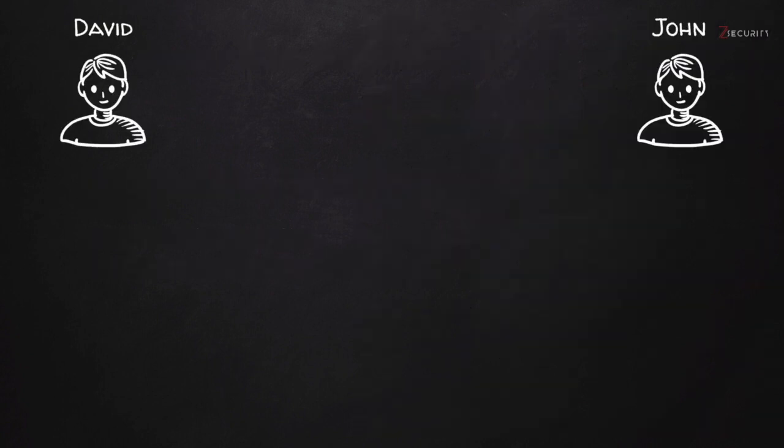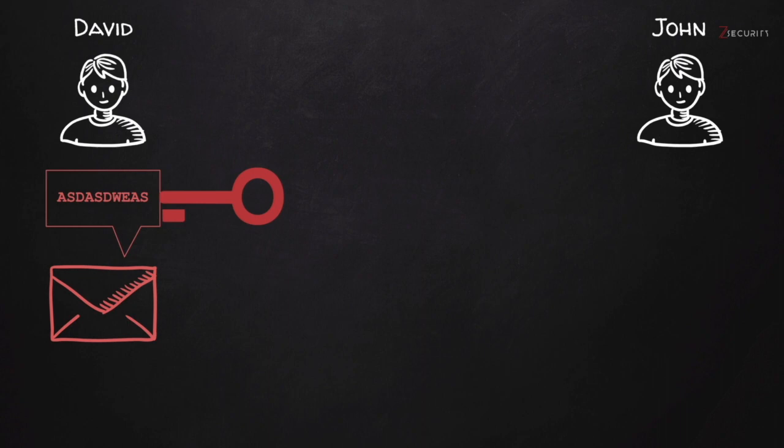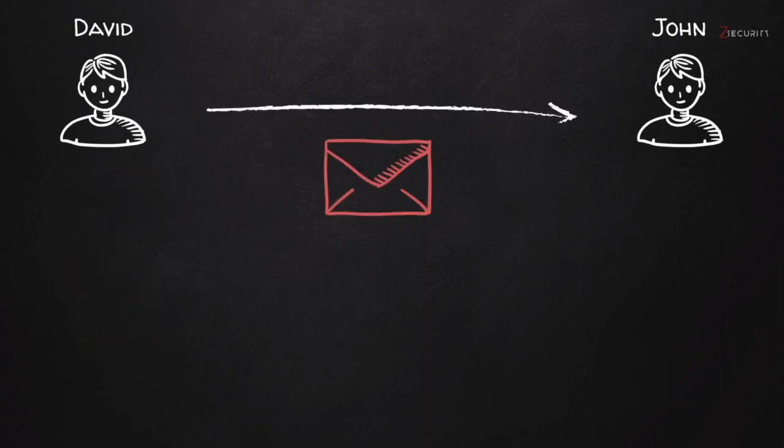So, let's have an example where we have two people, David and John. We're going to forget about how they're going to communicate. We're just going to assume that David wants to send a message to John, and the content of this message is "secret message". Now, if David wants to protect his message from anyone who might intercept or read it, he can use an encryption key in order to encrypt this message, and this will transform the message into gibberish.